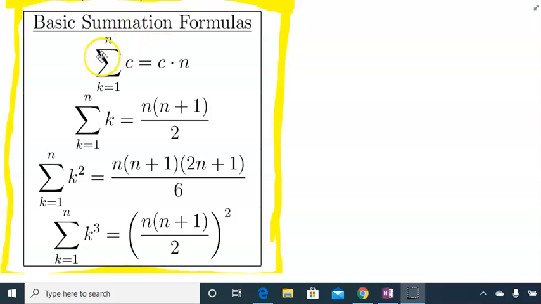The summation k equals 1 to n of c, where c is a constant, is equal to c times n. The summation k equals 1 to n of k is equal to n times (n plus 1) all over 2. The summation k equals 1 to n of k squared is equal to n(n plus 1)(2n plus 1) all over 6. And the summation of k equals 1 to n of k cubed is equal to [n(n plus 1) all over 2], all of that squared.